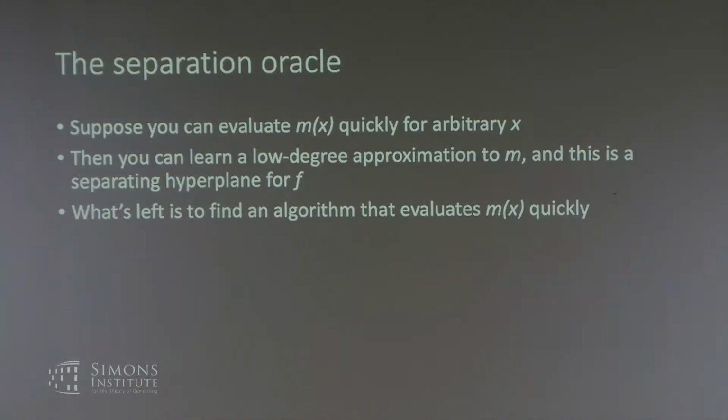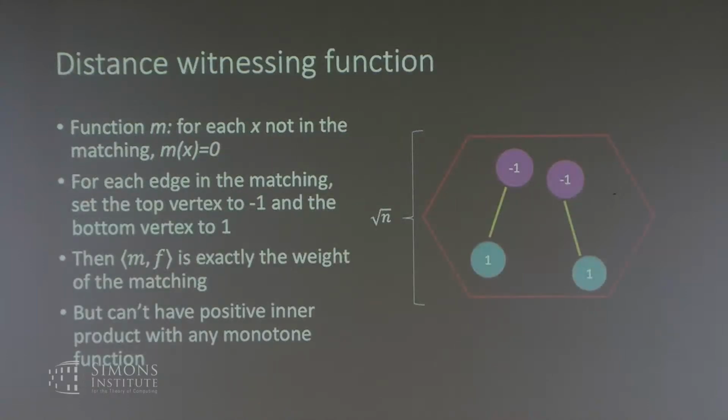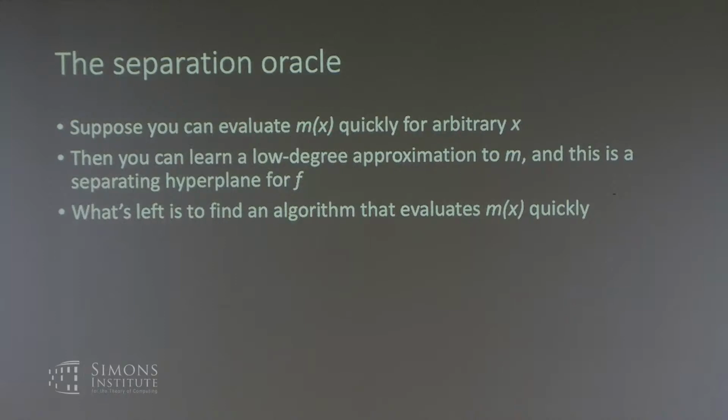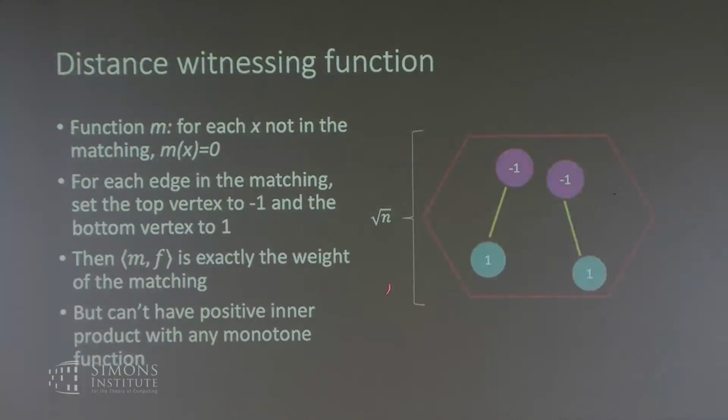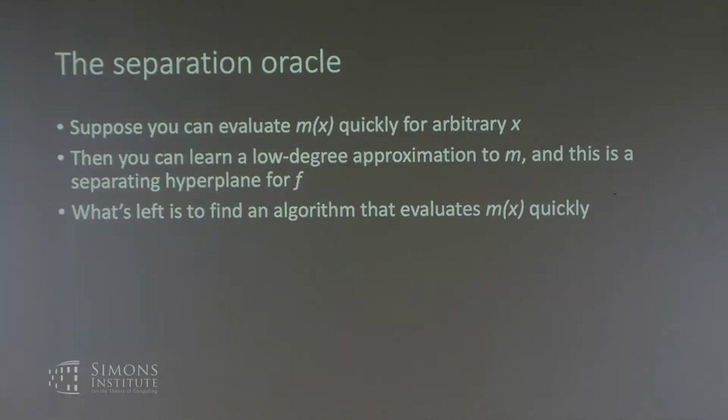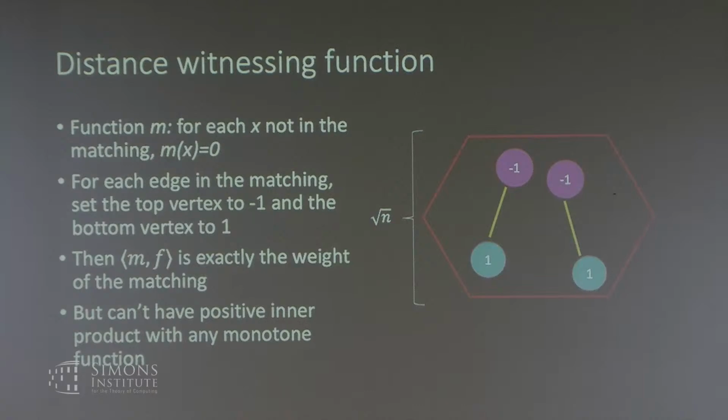So suppose you can evaluate m of x quickly for an arbitrary x. M of x is a bounded function from the hypercube to the interval -1 to 1. So if you can evaluate m of x quickly for an arbitrary x, you can learn an approximation to it. And if you can learn a low degree approximation to m, remember that f itself is low degree, so taking this low degree approximation will preserve inner products with f. And since we know that the inner products with m satisfy the right properties, this gives us our separating hyperplane. So what's left is to find an algorithm that evaluates this function m of x quickly.